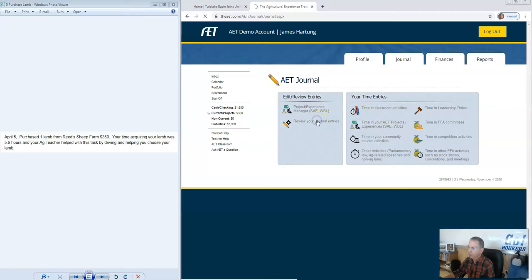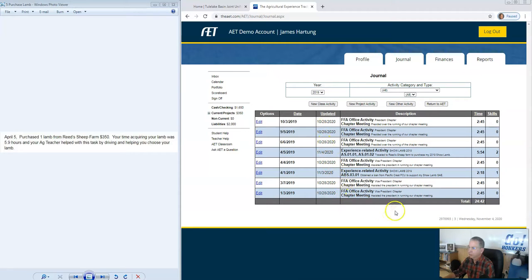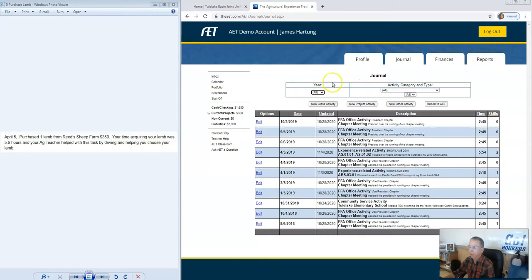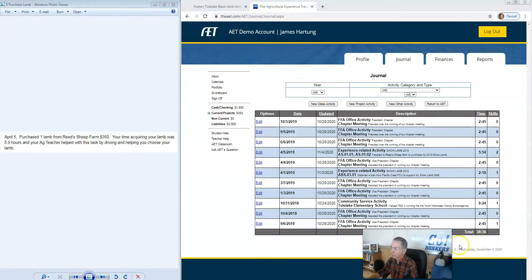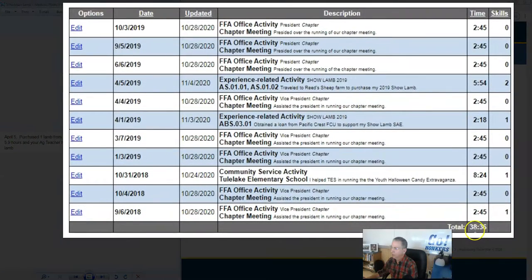Let's review the journal entries. If we select all, being sure to select all to compare it to mine, we should now have a total of 38 hours and 36 minutes. Also confirm that you do have that transaction entered for April 5th, 2019, experience-related activity for the show lamb 2019, traveled to Reed's Sheep Farm to purchase my 2019 show lamb, 5 hours, 54 minutes.